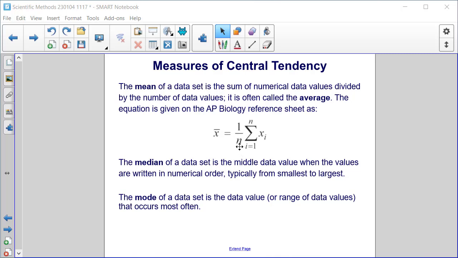The median of a data set is the middle data value when the values are written in numerical order, typically from smallest to largest. The mode of a data set is the data value or range of data values that occurs most often.